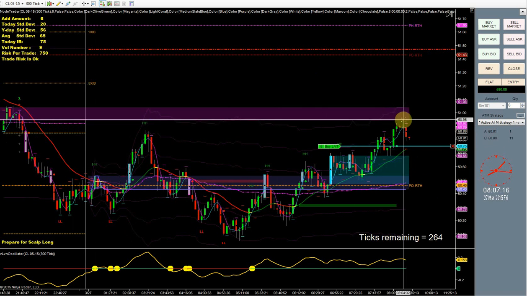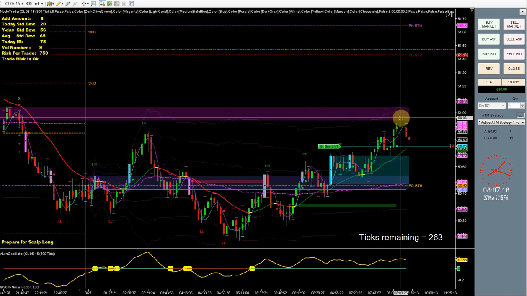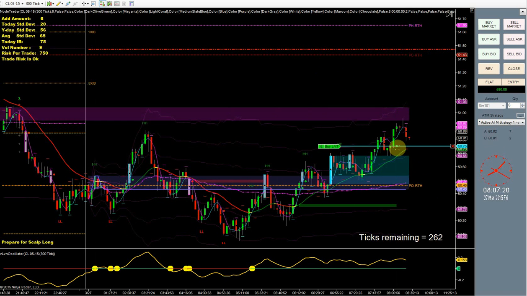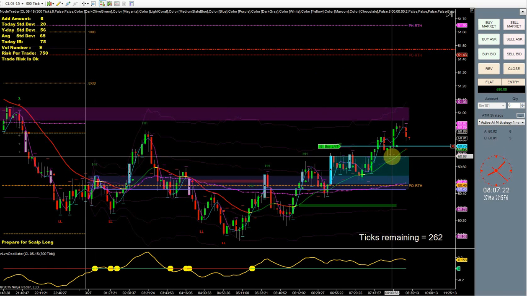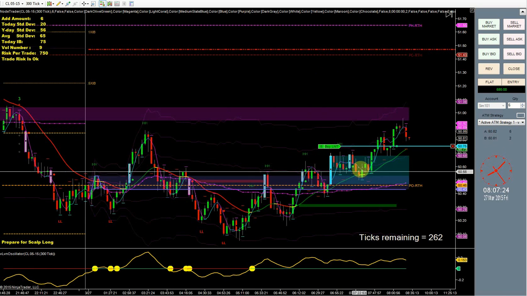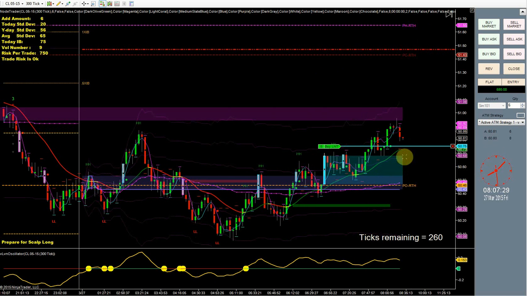As you can see, we made a higher high right here. Have a low volume node right here. Directly beneath that, we have this buying zone. So we'll just see what happens. Alright, be back with you guys shortly.